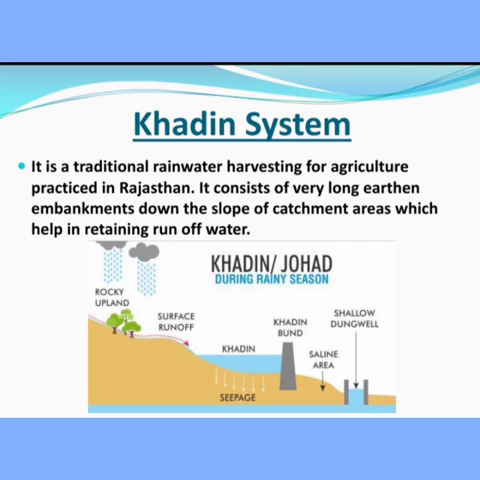It is very long. It consists of earthen embankments where there will be a slope, and the rainwater will flow down the slope and is collected in one such area. Here you can see seepage. You can see rainwater is collected in the underground, and as well it is collected in the seepage, you can see there. This is one of the methods, that is the traditional rainwater harvesting method.